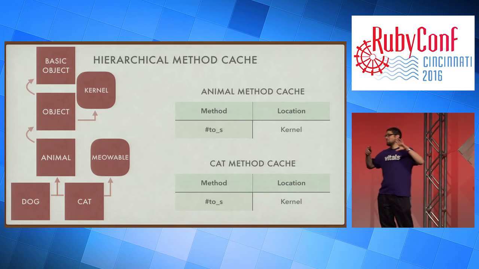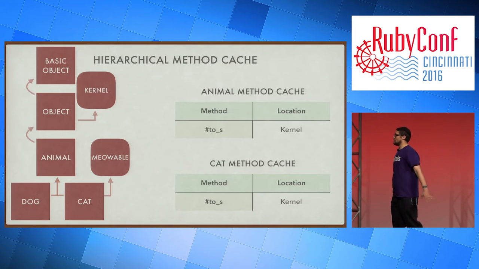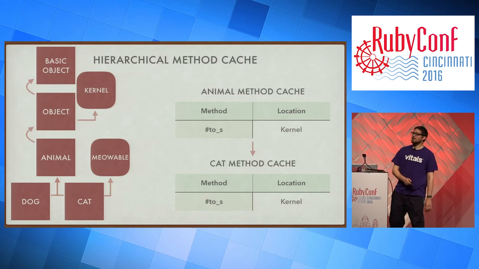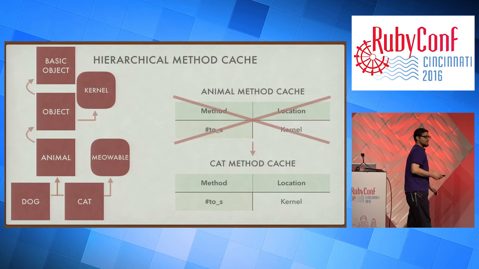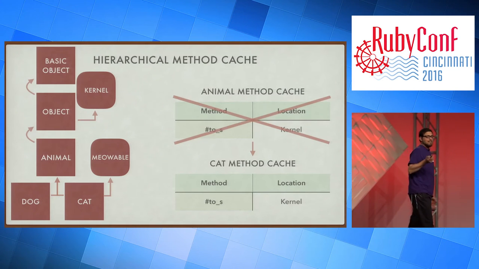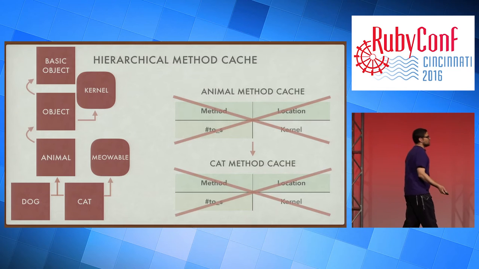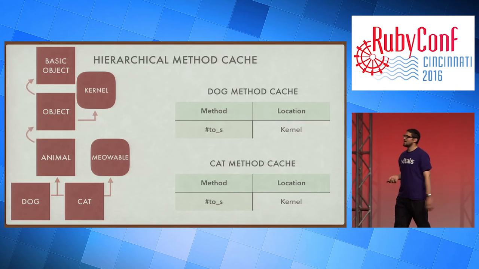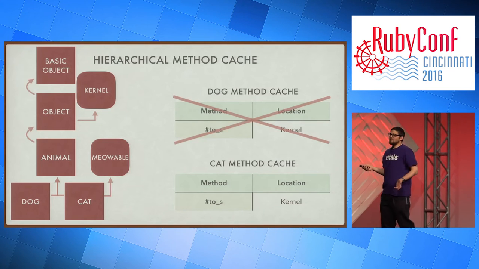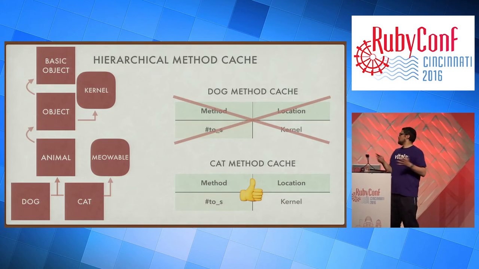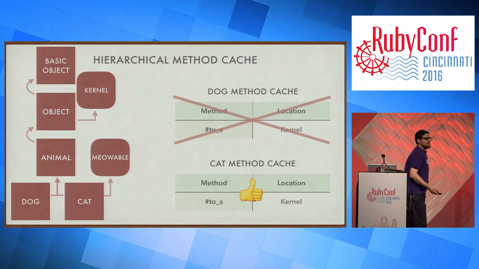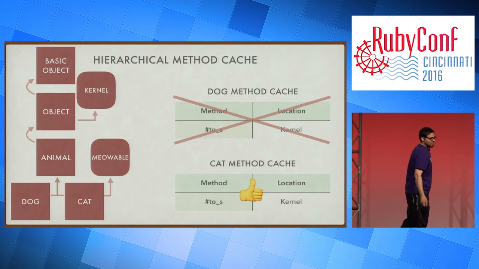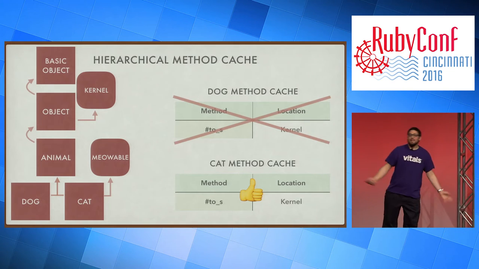We effectively have one method cache per class in our Ruby program. So we have an Animal method cache and a Cat method cache, and there are links between them. So that if we invalidate Animal, then it's possible that some of the information we have about Cat is also incorrect. So we also invalidate that. But let's say I reopen Dog and define a method there. Well, Dog is gone, but Cat's still fine. There's no reason why defining a method on Dog would ever affect Cat. So we only invalidate the cache with respect to the classes that would be affected by it. And the same thing is true with OpenStruct now.